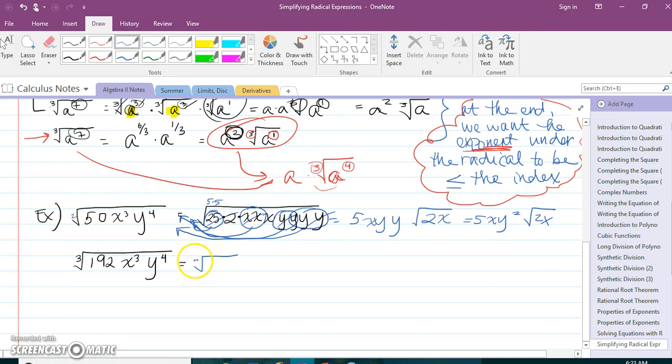Now, sometimes what some people like to do, instead of writing it all out in a prime factorization, by the way, this is the prime factorization. That's like the more technical way of saying writing it all out.